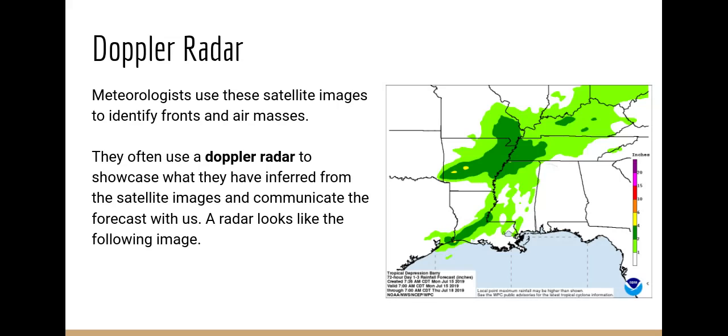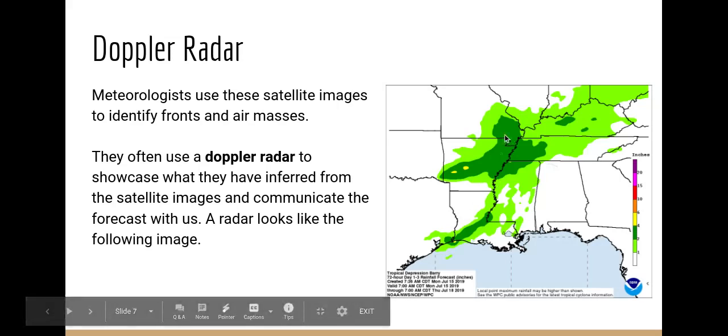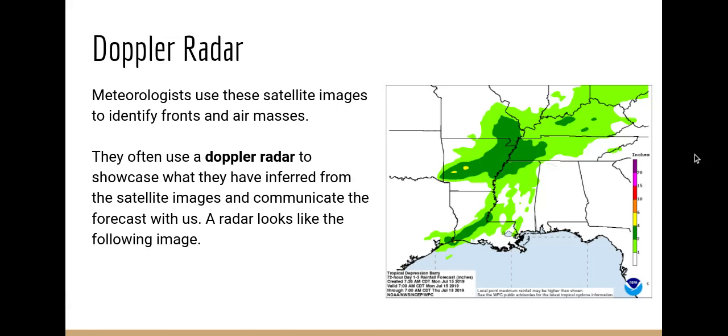So let's talk about how meteorologists actually communicate this information with us. Meteorologists use these satellite images to identify fronts and air masses. I want you to take a moment and think about where this weather front may be. So the weather front will be this line of rain. This line of rain is being formed at this weather front because there are two air masses colliding with one another. Remember that a weather front is when two air masses collide, and they can often create precipitation in the middle.